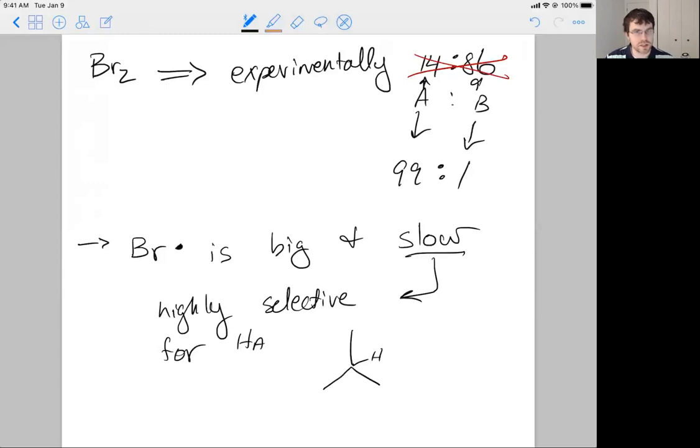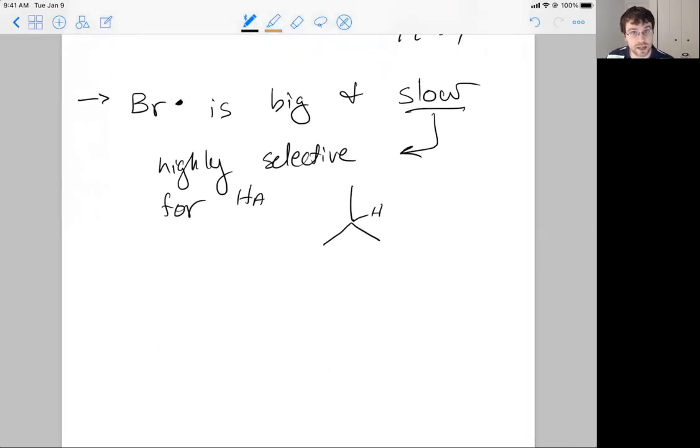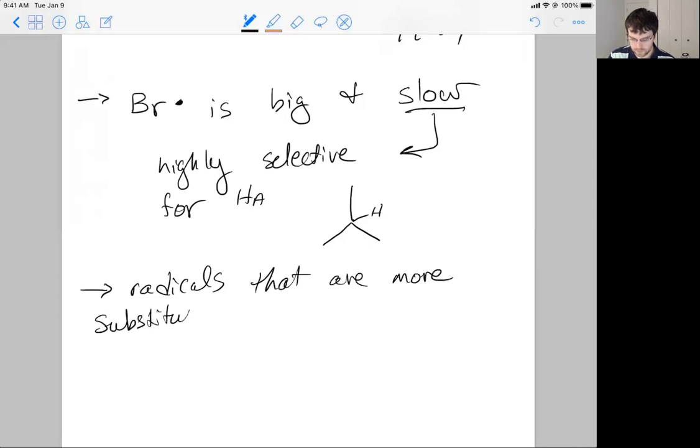What makes bromine smart enough, if you call it smart, to sit back and say, okay, I'm going to ignore all of you except this one unique hydrogen that's tucked inside the molecule? Well, the bromine knows something that the fluorine clearly doesn't. It knows that radicals that are more substituted are more stable. So radicals that are more substituted are also more stable.